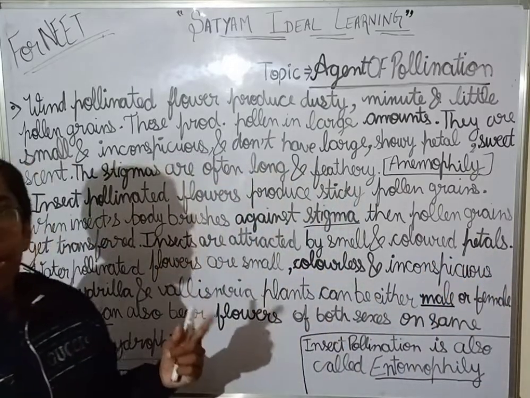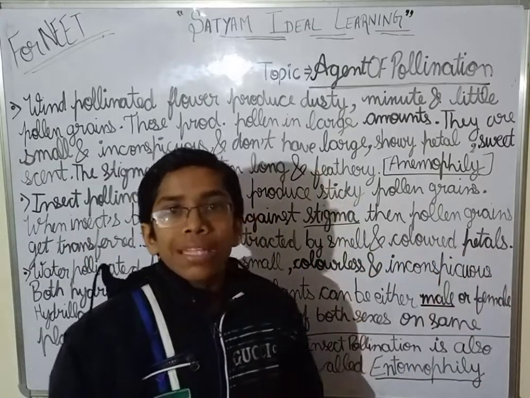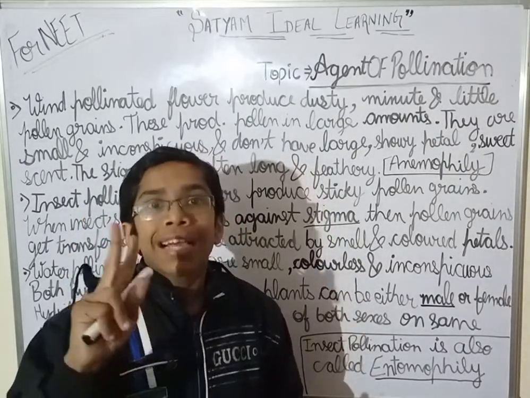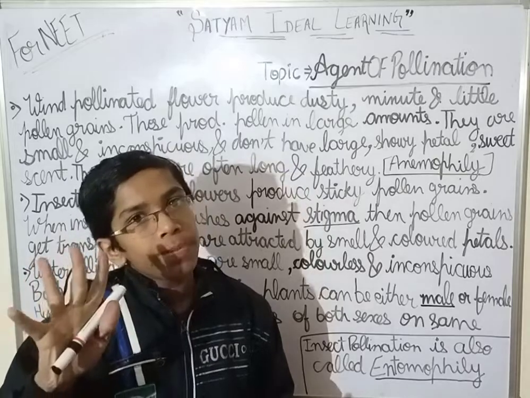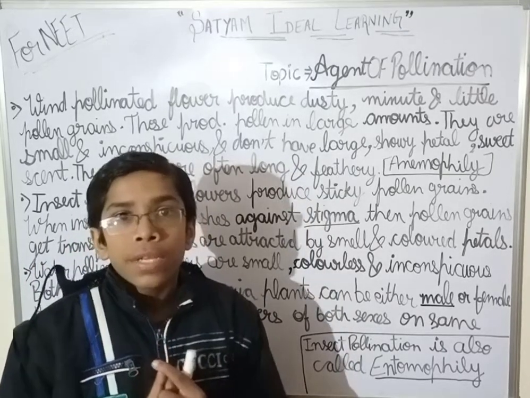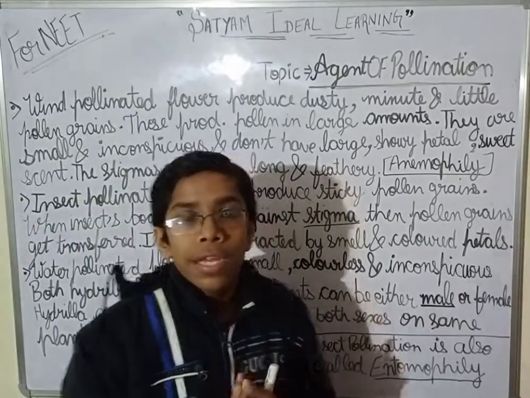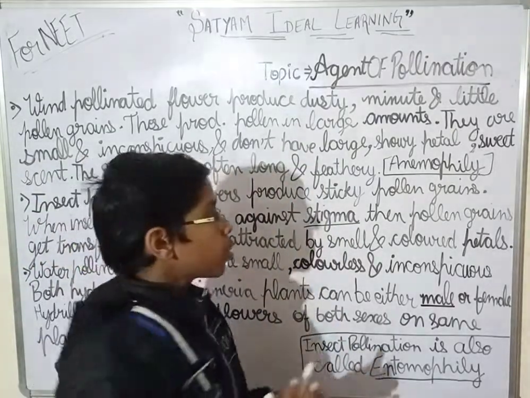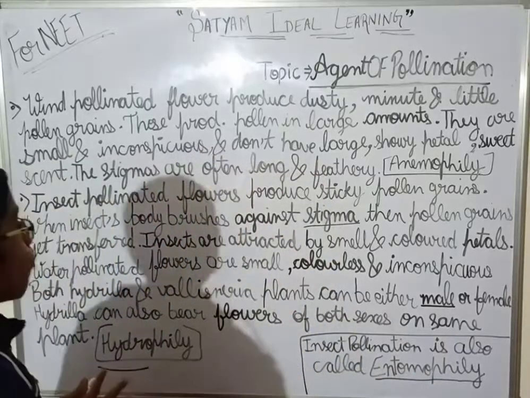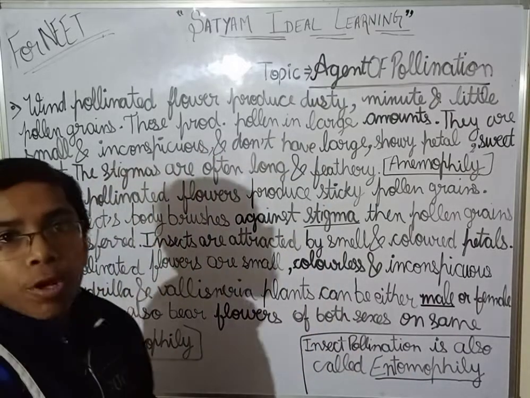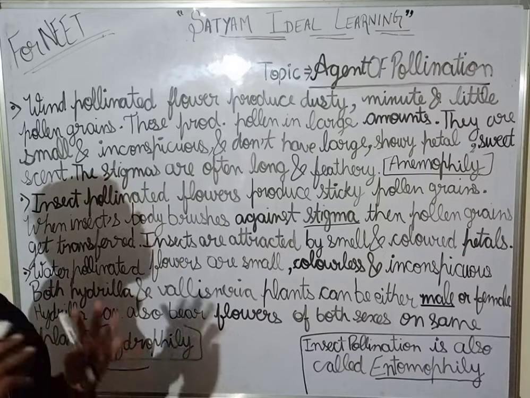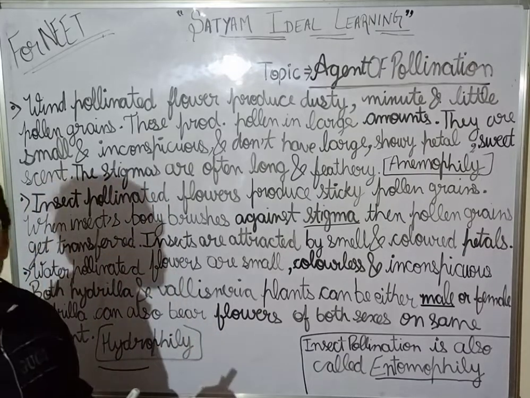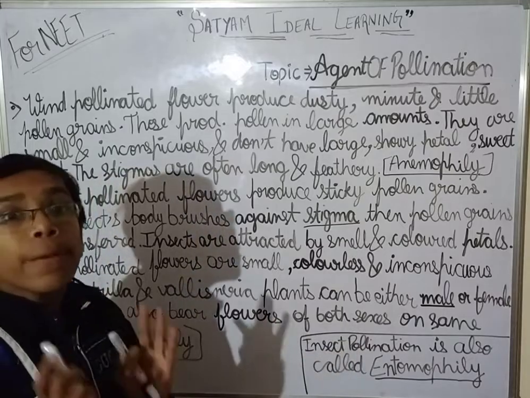Okay, colored petals. We know that a flower has 4 whorls: calyx, corolla, androecium and gynoecium. And the whorl of corolla forms what? Petals. So corolla forms the petals. So they are the colorful petals of plants which are doing insect pollination. So petals are very important in the case of insect pollination.